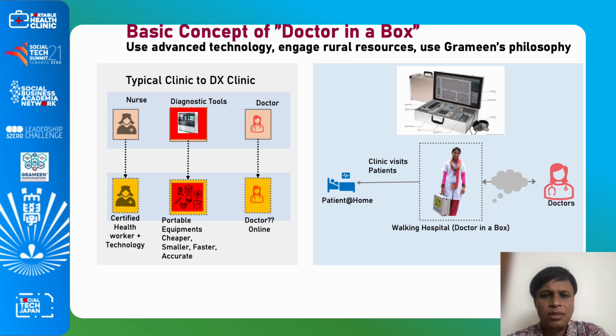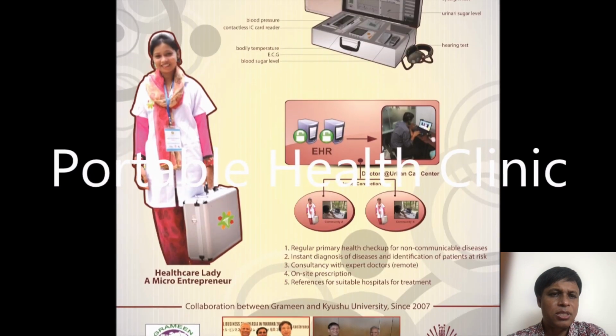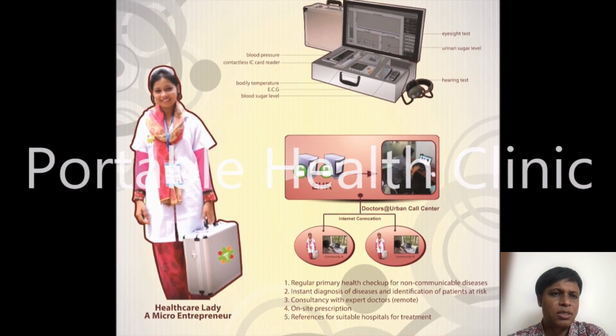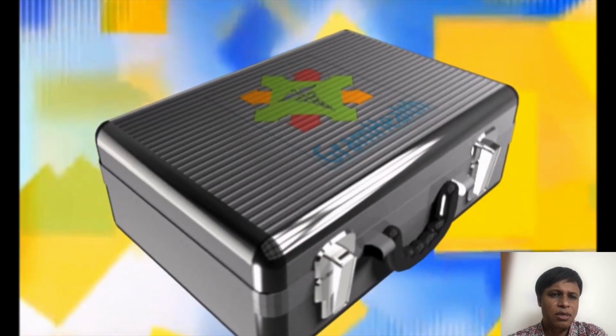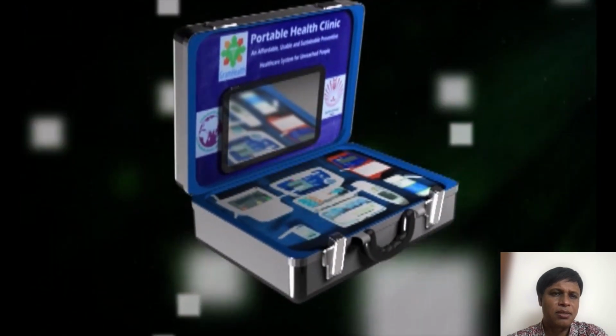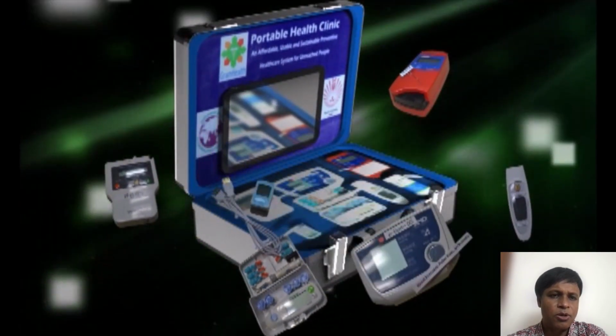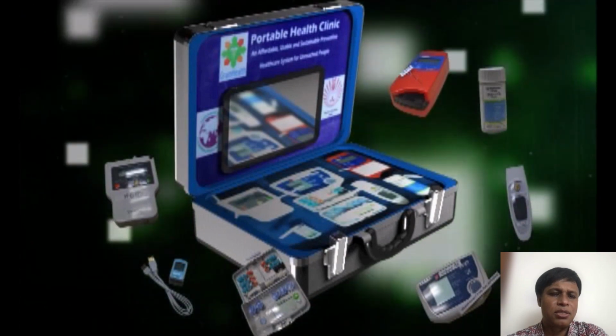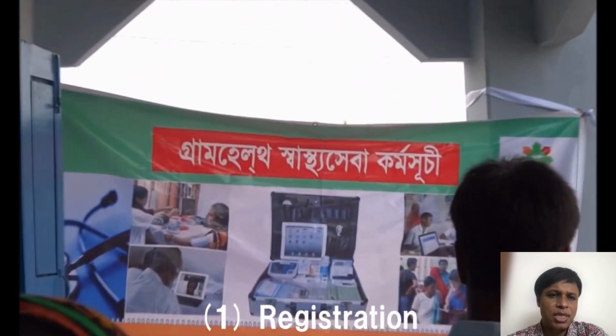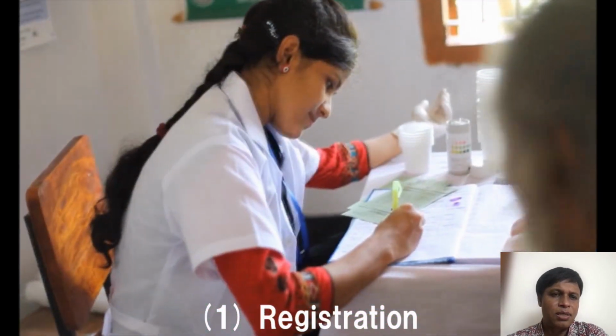That's the idea. So now I'm going to show you a video of the way that it is really working in Bangladesh. The concept is, as I have mentioned, there are four components. One of the components is this health clinic box, where all the small sensors can be accommodated. The box is carried by one healthcare lady.